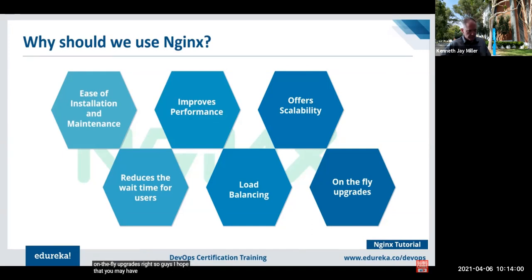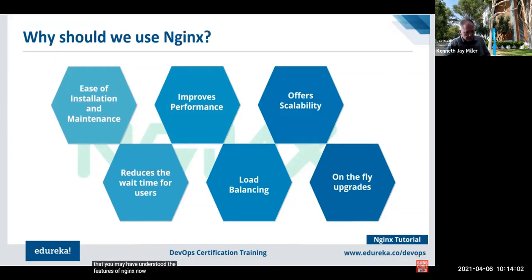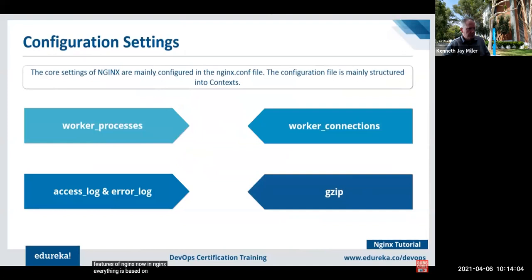So guys, I hope that you've understood the features of Nginx. Now in Nginx, everything is based on configuration. So the core settings of Nginx are mainly configured in the Nginx config file. The config file is basically structured into contexts. When I say context, there are mainly two types of contexts that you can set up, that is the events context and the HTTP context, right?